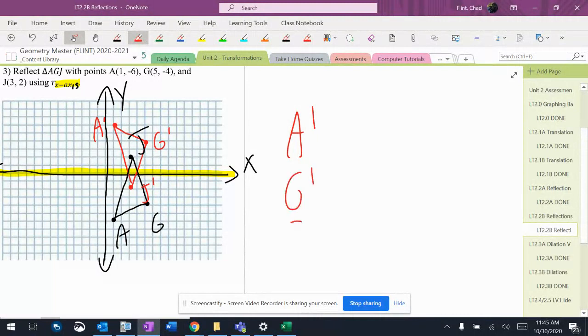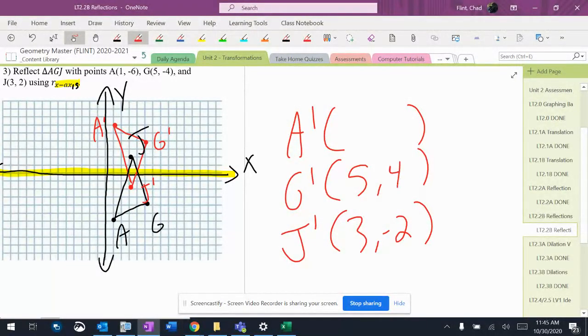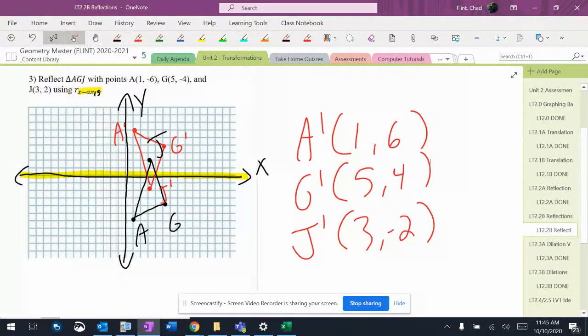So A prime, G prime, and J prime are what I'm looking at here. So J is 1, 2, 3, -2. G is 5, and then up 4. And A is 1, and then up 6. All right, so that's what that looks like.